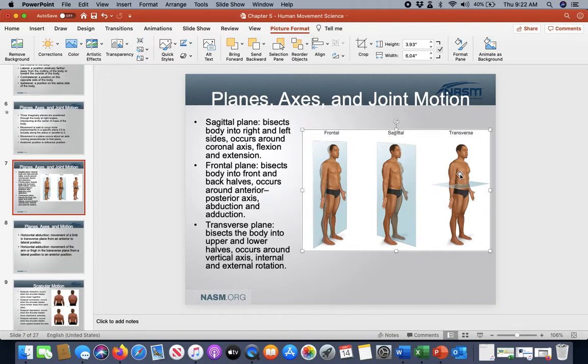And by cutting it into upper and lower, you're creating an effect where you can do rotation. You can rotate the spine, you can rotate the hips, you can rotate the shoulders. All of those areas can be rotated. So if you were to lunge forward and backward, that's sagittal plane. If you're going to do a lateral or side lunge, you're going to be working in the frontal plane.